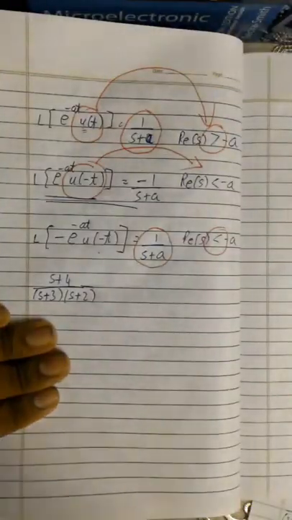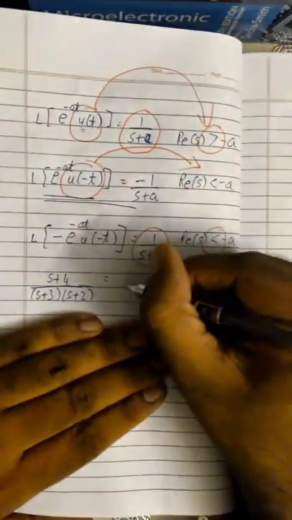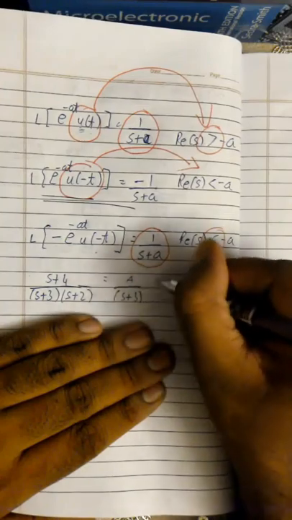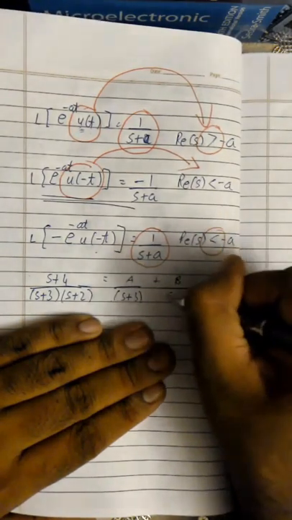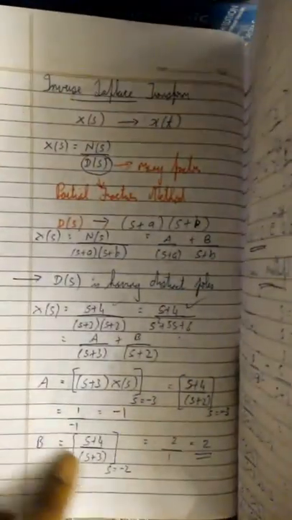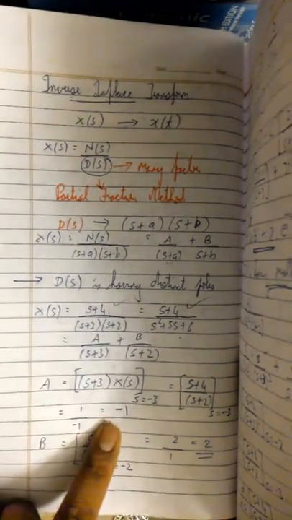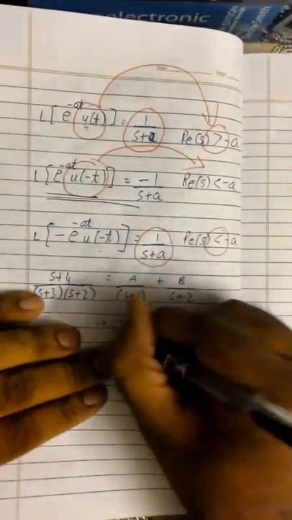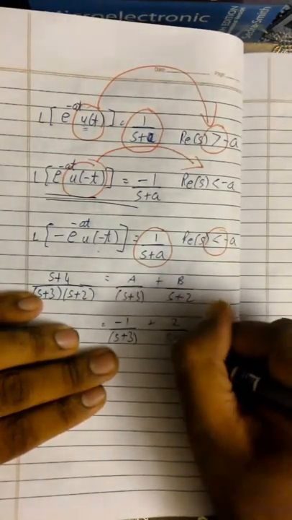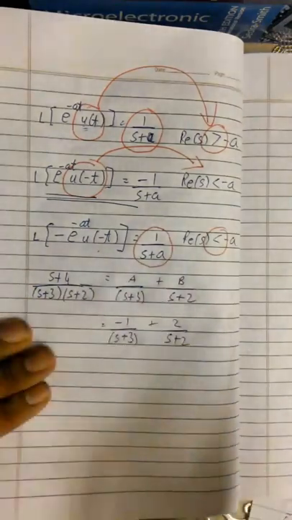So what you do in this question, like I said before, is separate this into two factors, a by s plus 3 plus b by s plus 2. Then you find the value of a and b. I have already found the values of a and b, so I don't need to find them again. Here the value of a is minus 1 and the value of b is 2. So this will become minus 1 by s plus 3 plus 2 by s plus 2. Okay, now I found the value of a and b.